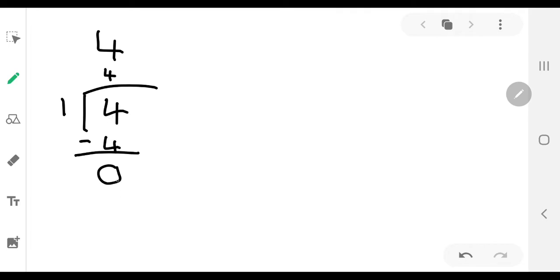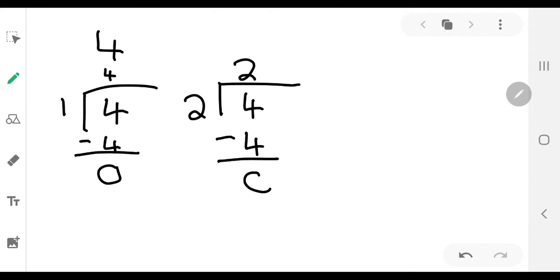If the answer at the bottom is 0, it means that this number is a factor of this one without a remainder. Okay? So does that mean that 1 is a factor of 4? Yes, it is. Let's look at the next number, which is 2. Now, let's see if 2 can go into 4. Does 2 go into 4? Yes, it does. How many times? 2 times. So 2 multiplied by 2 is 4. And we subtract, 4 minus 4 is 0. So now we can already see that we've got 2 numbers that can go into it. The first one is number 1 and the second one is number 2.